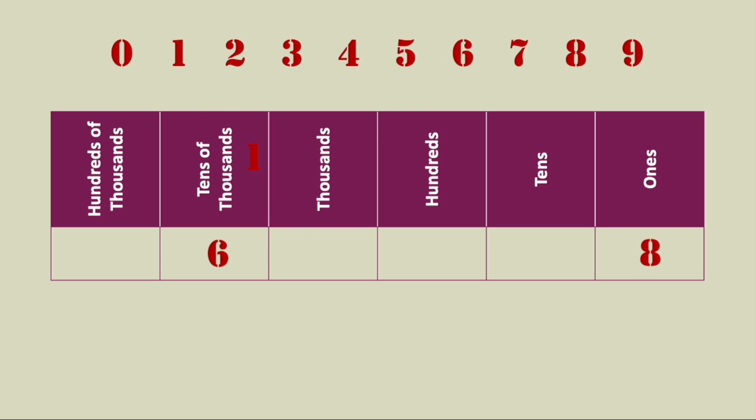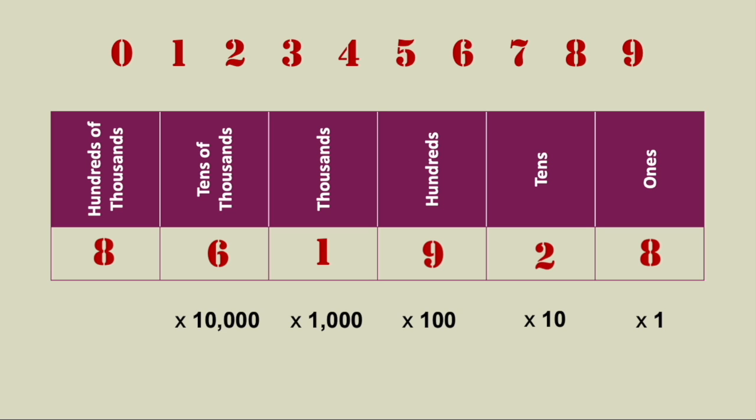The rightmost digit represents the ones. Next we have tens, then hundreds, and so on. The digit in the tens column is worth 10 times its value. The number in the hundreds column is worth 100 times its value. Then thousands are worth 1000, etc.